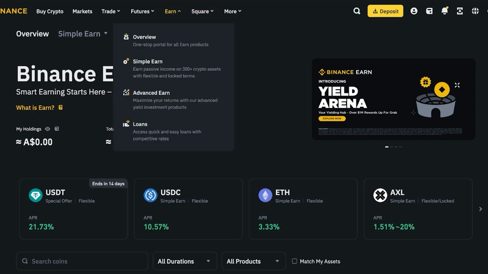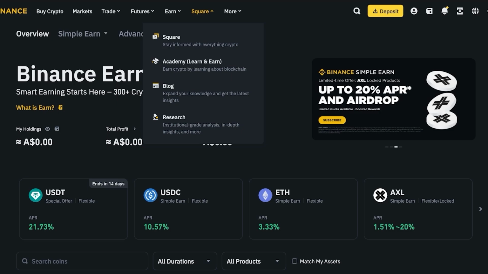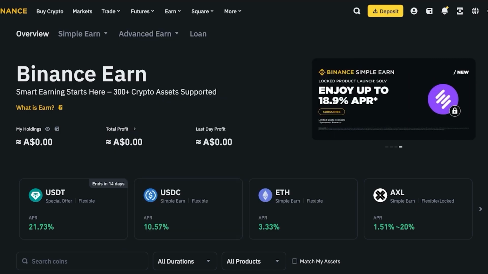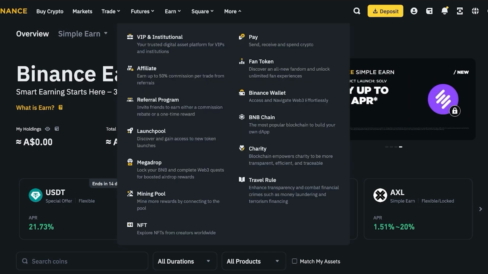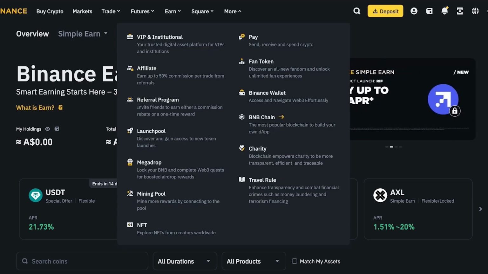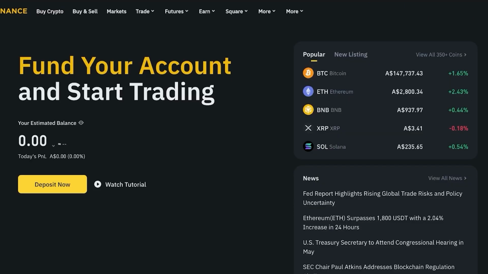You even have advanced earning tools to yield investment, and you even have access to loans. And moreover, you even have an affiliate program on Binance, which can help you in earning commissions. But other than their affiliate program, they also have a referral program where you can earn upwards of $100 by inviting a friend. You even have their launch pool, mega drop, mining pool, travel rules, charity, BNB chain, Binance wallet, fan token, and paying tools, all of which can be really great ways for you to explore more about Binance.